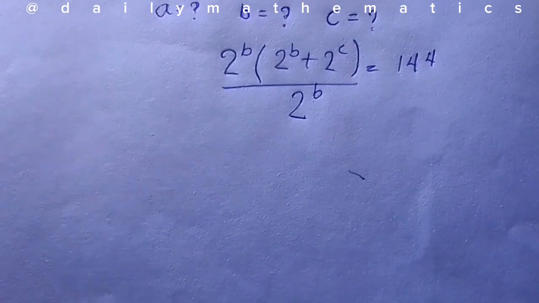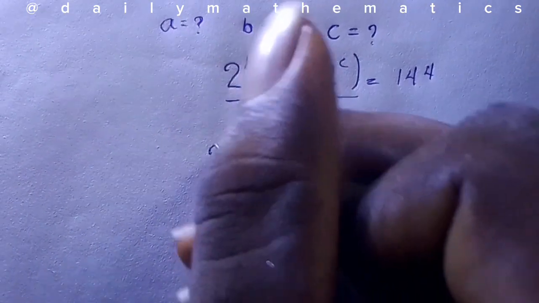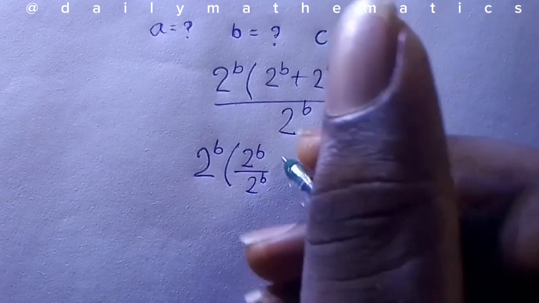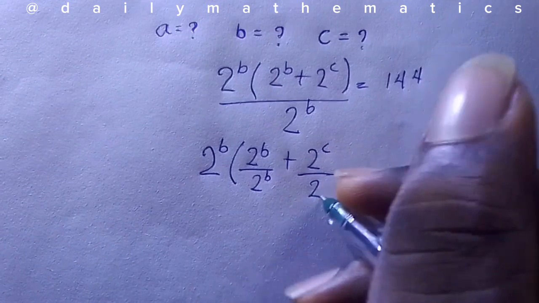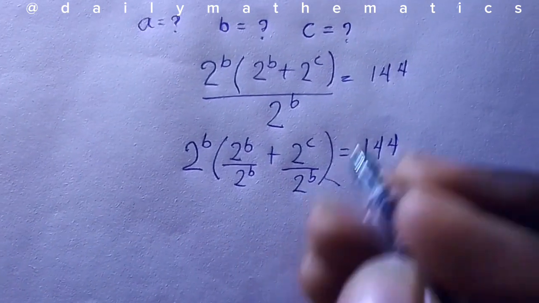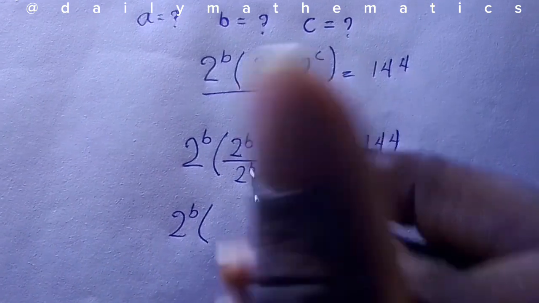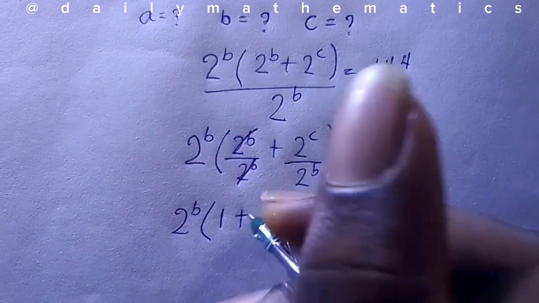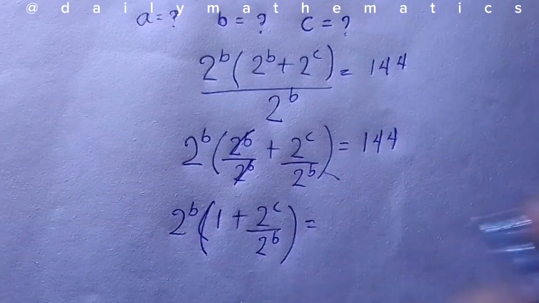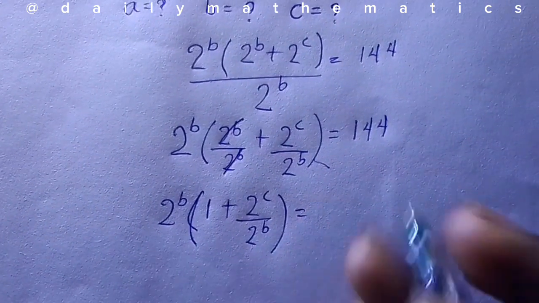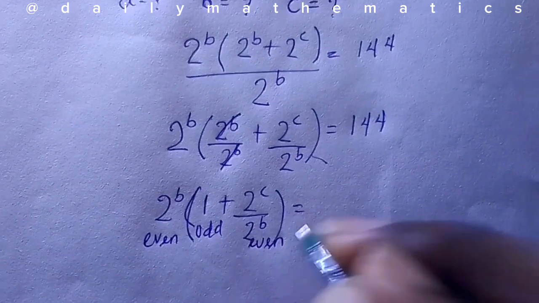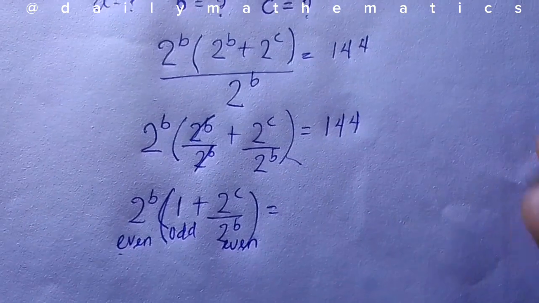Good. So from here, what are we now going to do? We will separate again: 2 raised to the power of b, bracket, 2 raised to the power of b over 2 raised to the power of b plus 2 raised to the power of c over 2 raised to the power of b, equals 144, right? So from here, we have 2 raised to the power of b, bracket, this cancels this, we have 1 plus 2 raised to the power of c over 2 raised to the power of b, equals 144. Know that this is an even number, this is an even number, this is an odd number, and this is an even number. So we equate even number with even number from 144. Let's check out 144.